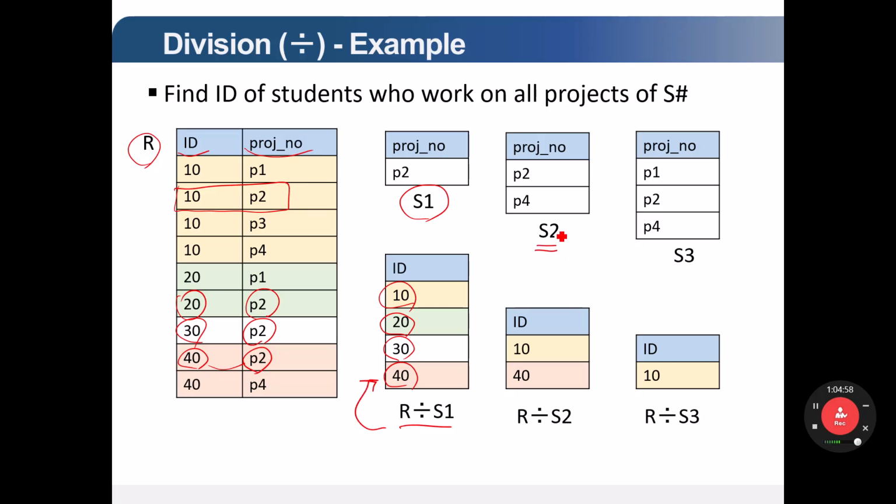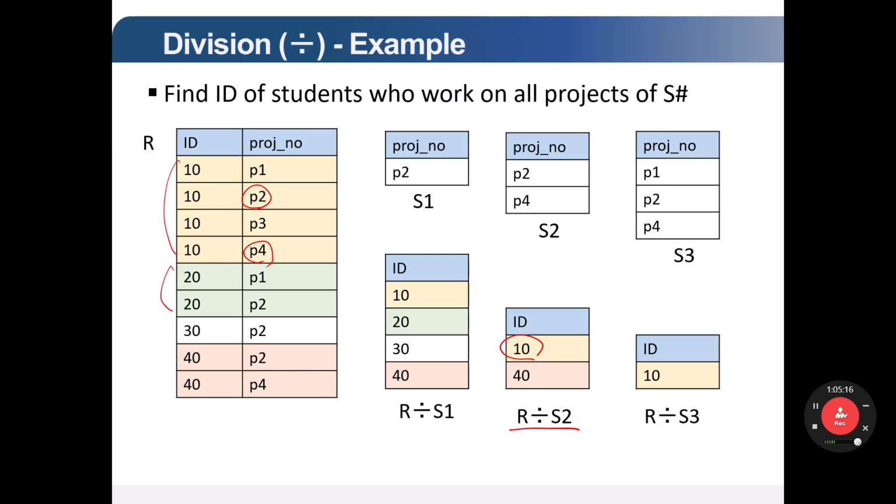And if S2 has these two tuples, then what will be the output of this division? You should check whether 10 is associated with P2 and P4. Okay, so 10 is stored.